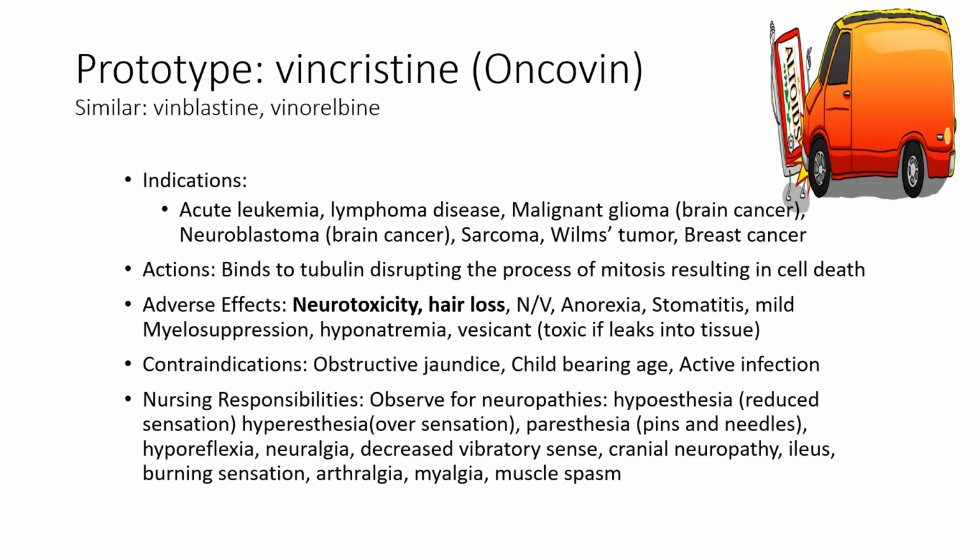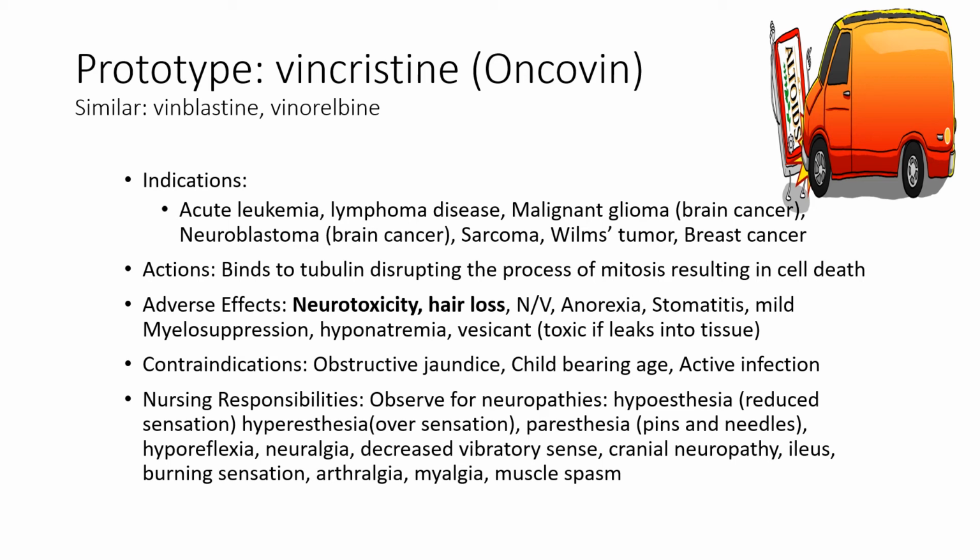Okay, so another group. They all start with a V. So these are the vinca alkaloids. Don't need to remember that. But vincristine, vinblastine. Again, chemotherapy agents. You can look at the indications. I don't think you need to memorize them. And what they do is they disrupt cellular division. So the process of mitosis is disrupted, which leads to cellular death. Okay.